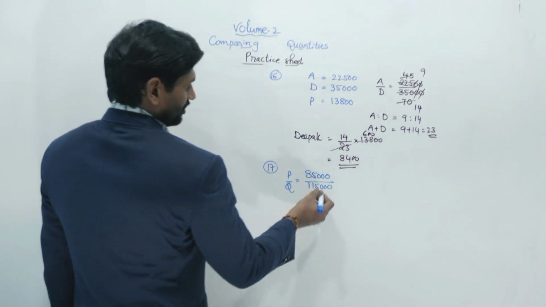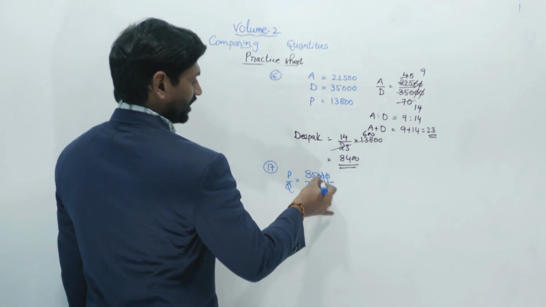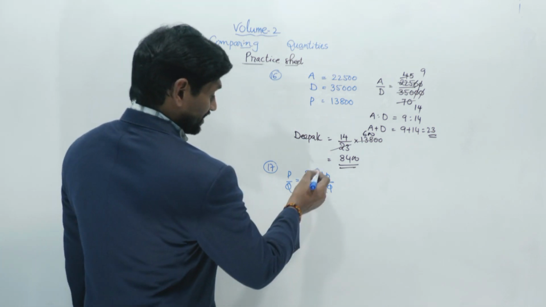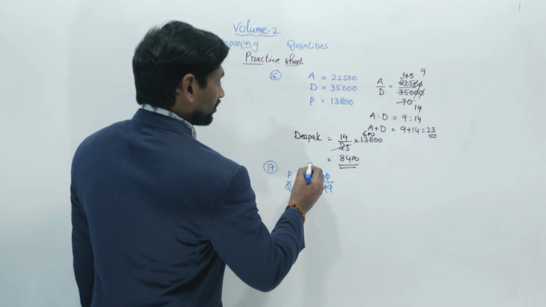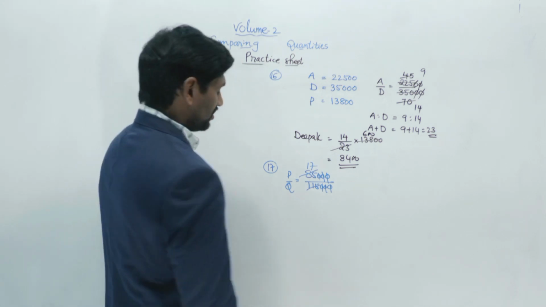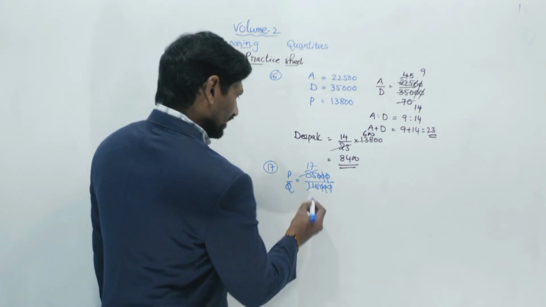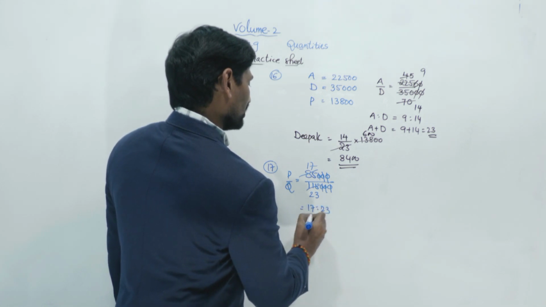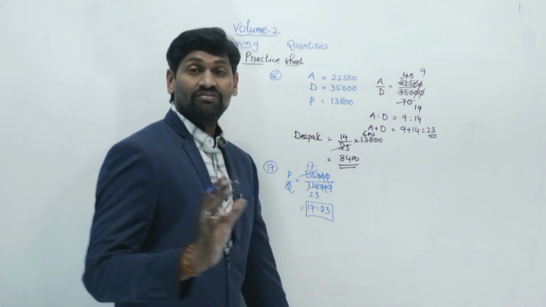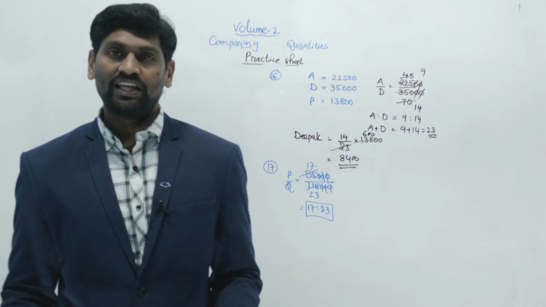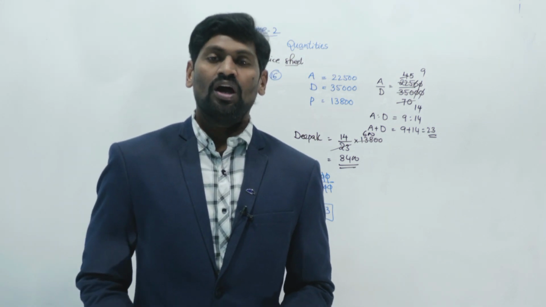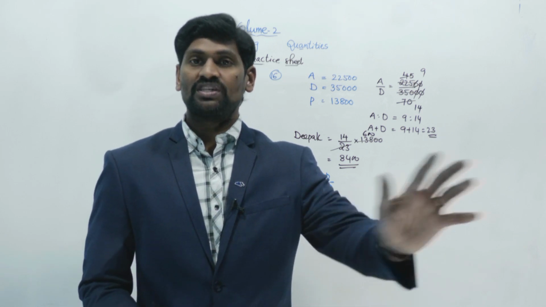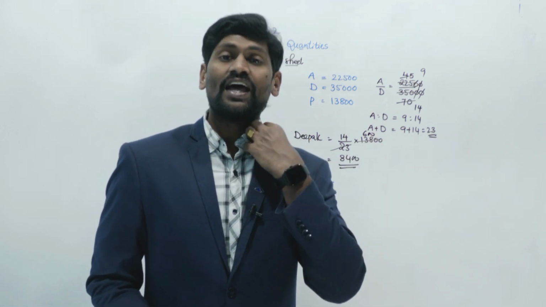Let us see. The 3 zeros in the numerator and denominator cancel. Both are cancelled: 5 times 17 is 85, and 5 times 23 is 115. So the ratio will be 17 is to 23. According to their investments only, they will get their profit share. The same share as they invested, they have to take.